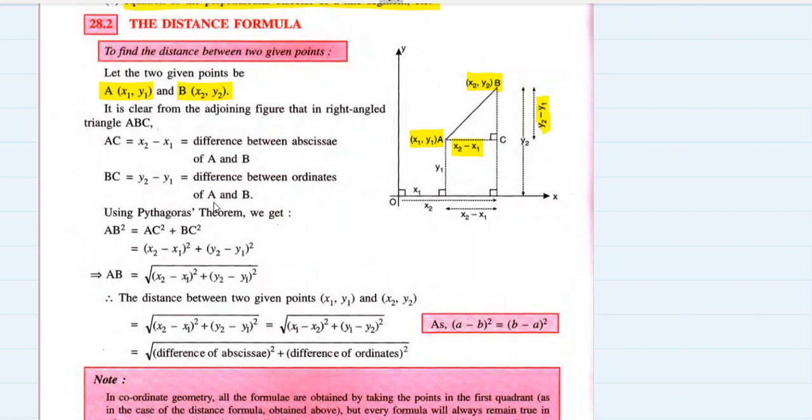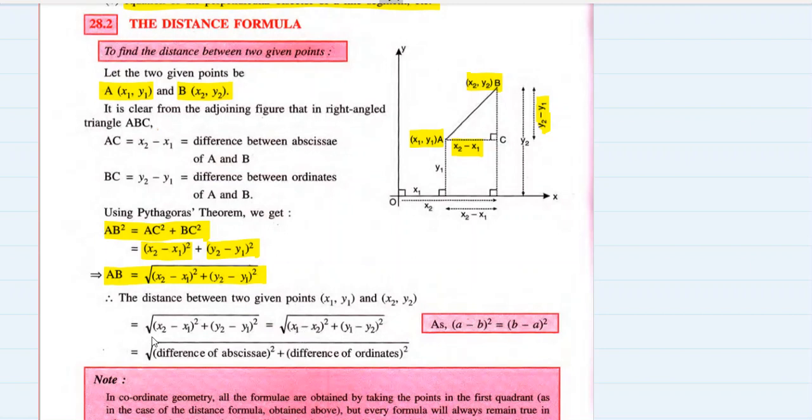By Pythagoras theorem, AB square is equal to AC square plus BC square. That is, AB square is equal to (x2 minus x1) the whole square plus (y2 minus y1) the whole square. So AB becomes under root of (x2 minus x1) the whole square plus (y2 minus y1) the whole square.